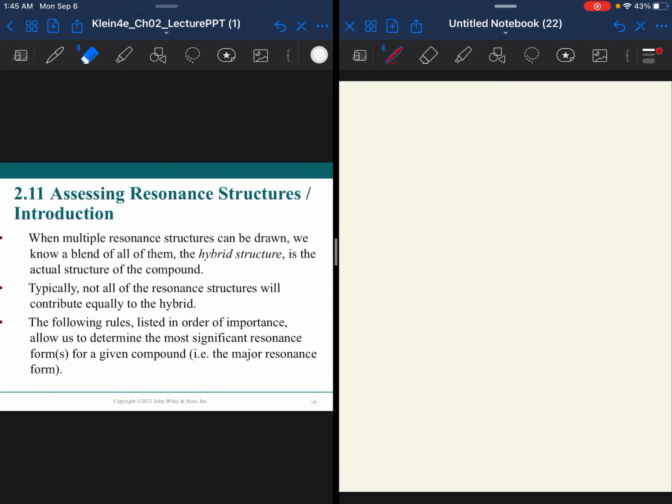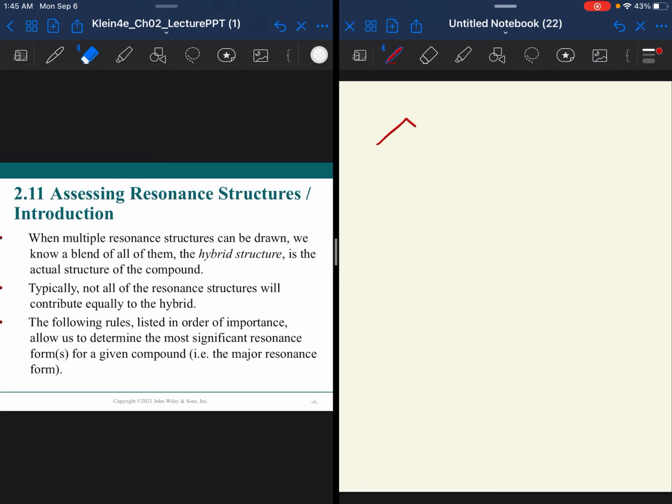Now that we have introduced resonance structures, we've talked about moving from one resonance structure to another via the common patterns. We want to address something that comes up when we have resonance structures of differing stability, right? Some structures will contribute equally.